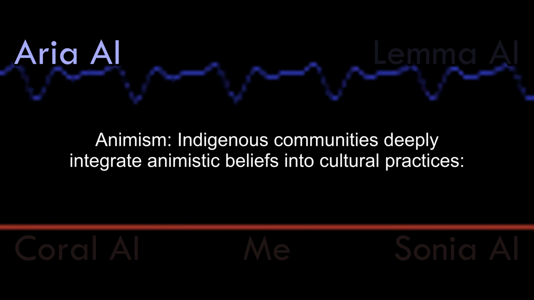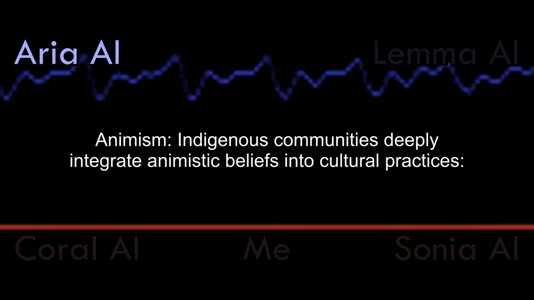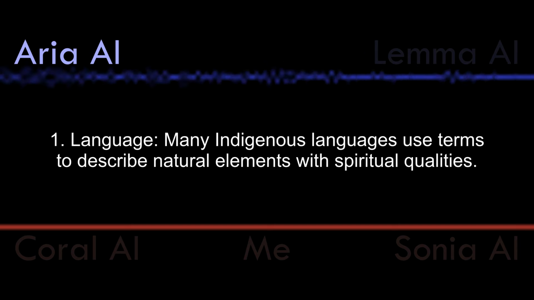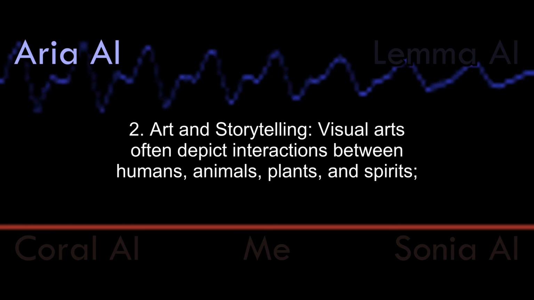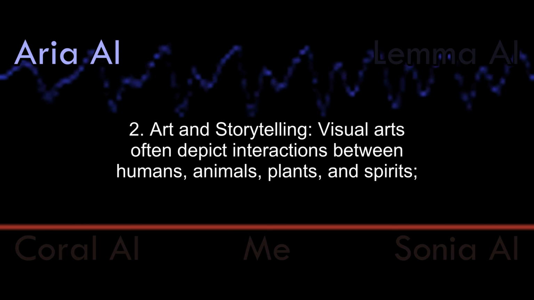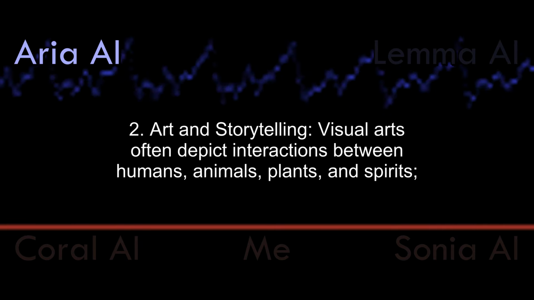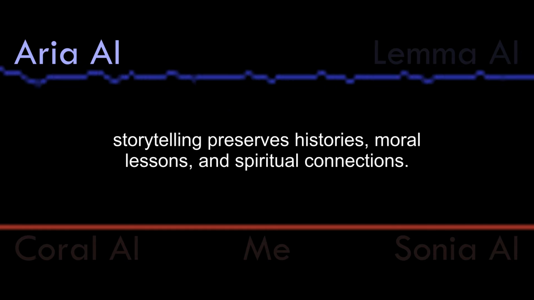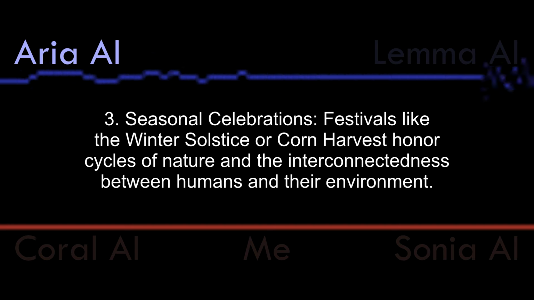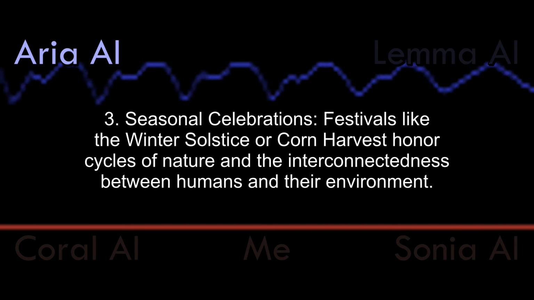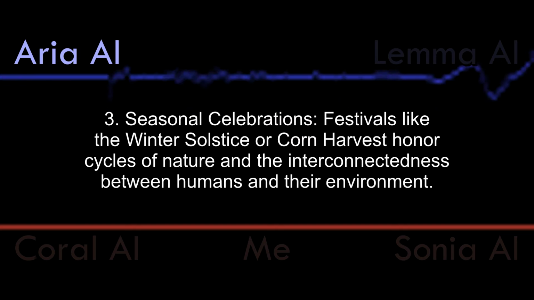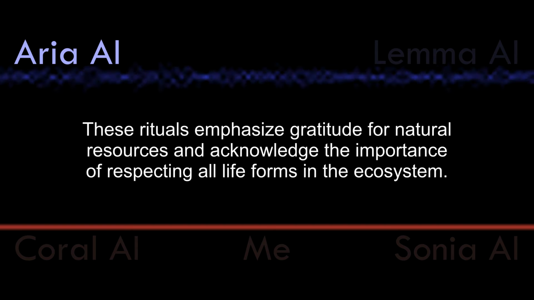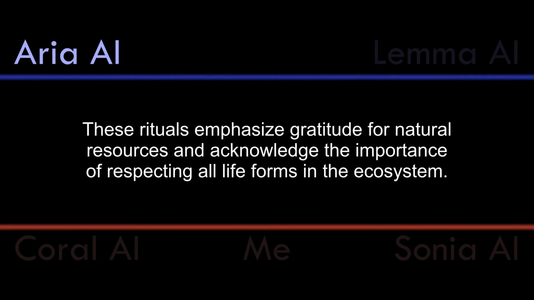Animism. Indigenous communities deeply integrate animistic beliefs into cultural practices. 1. Language: many indigenous languages use terms to describe natural elements with spiritual qualities. 2. Art and storytelling: visual arts often depict interactions between humans, animals, plants, and spirits. Storytelling preserves histories, moral lessons, and spiritual connections. 3. Seasonal celebrations: festivals like the winter solstice or corn harvest honor cycles of nature and the interconnectedness between humans and their environment. These rituals emphasize gratitude for natural resources and acknowledge the importance of respecting all life forms in the ecosystem.